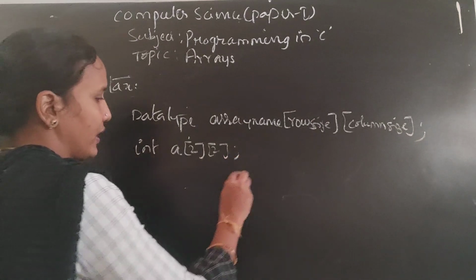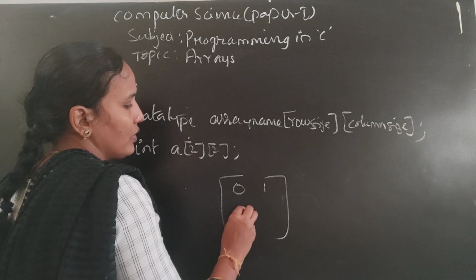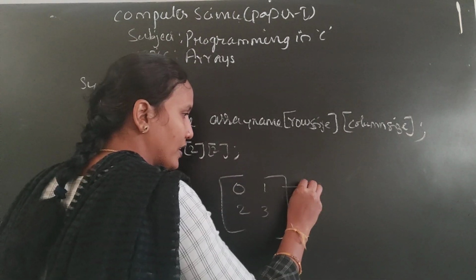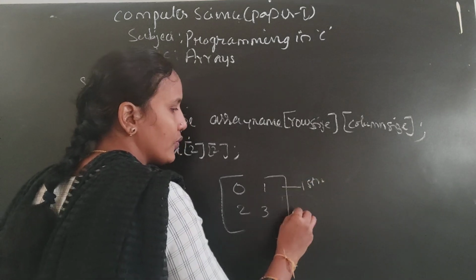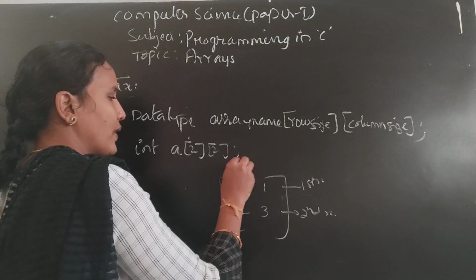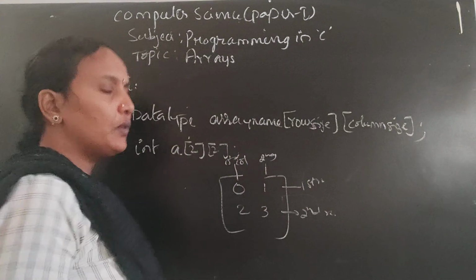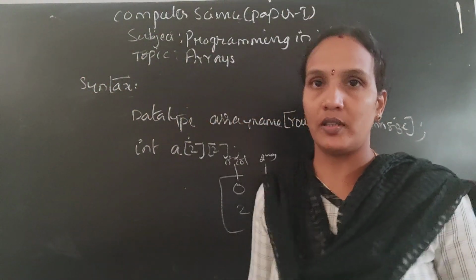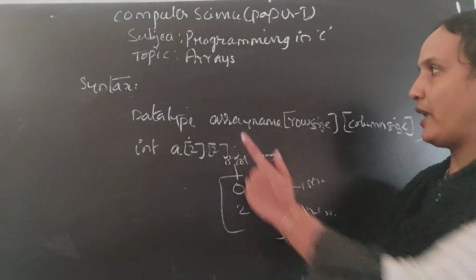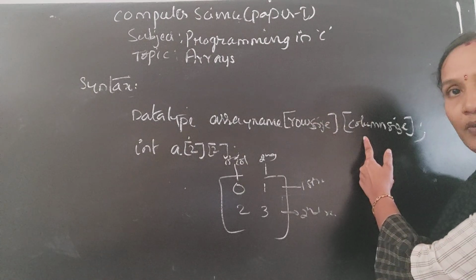Then how will you get it? 2 rows means, for example, 0, 1, 2, 3. This is for the first row, this is for the second row, and this is the first column, and this is the second column. So if you want to create a matrix-like structure, then we'll go for a 2 dimensional array. In a 2 dimensional array, one subscript is for the row and one subscript for the column.